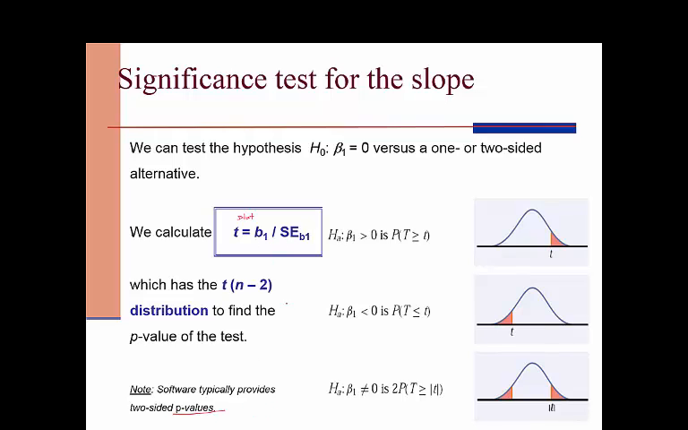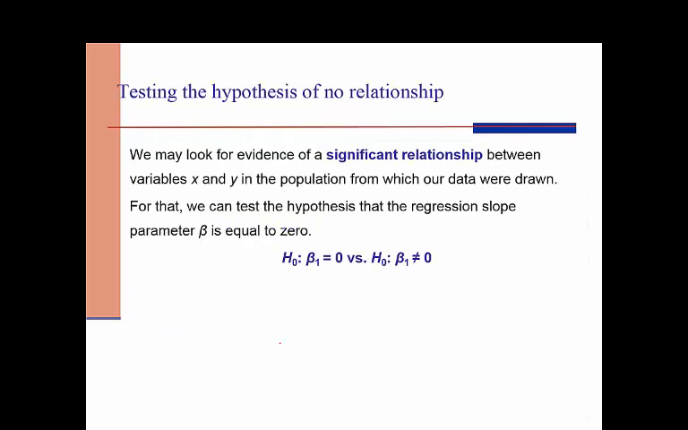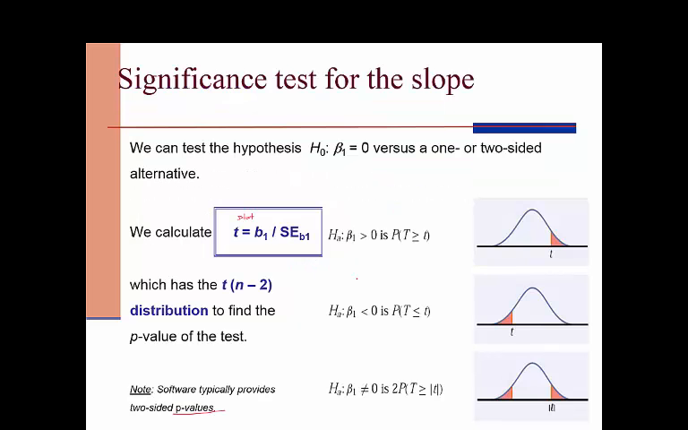So just by looking at the p-values, you'll be able to tell if this hypothesis of beta 1 versus beta 1 not equal to 0 is true or not. Okay, so a t-value will be given and a p-value next to that t-value will be given when you're using Minitab to do the regression.